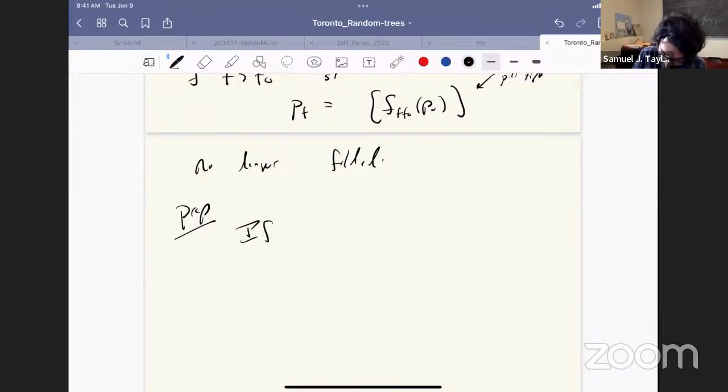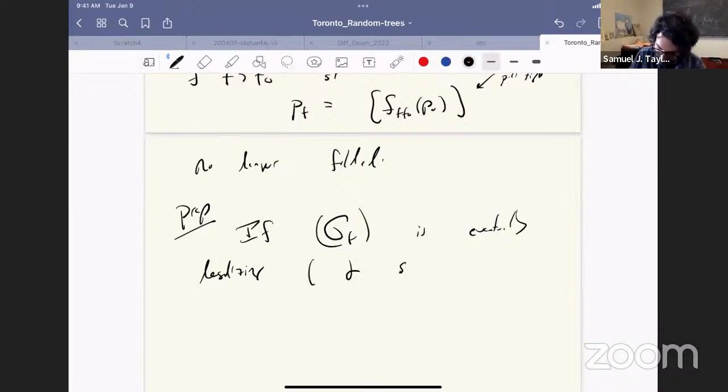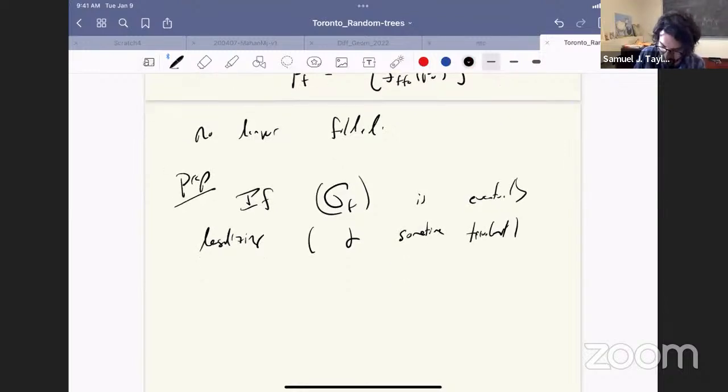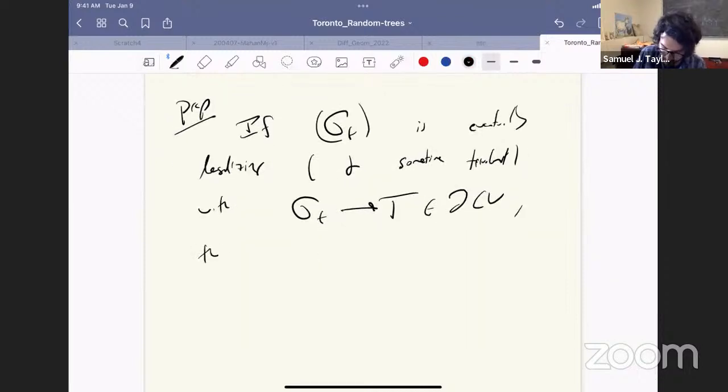Okay. What's the proposition? Basically, this fixes the problem. If G of T is eventually legalizing and sometimes trivalent, what that means is I just have this family of folding paths. Let's pretend there are times where the graph has only degree 3 vertices. It's just a graph. Maybe there are instances where it has degree 3 vertices. So this is an eventually legalizing folding path with G of T converging to some T in the boundary of outer space. Then T is trivalent.